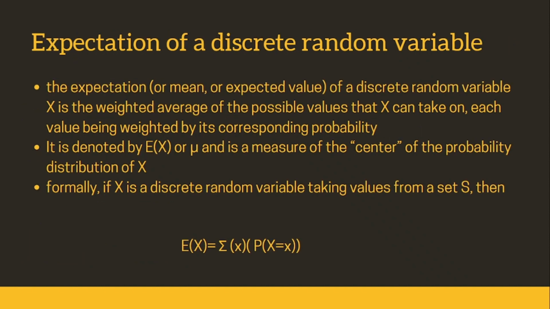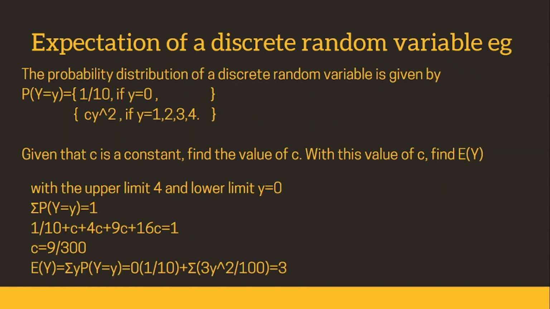Then now we are going on to expectation. The expectation, or mean or expected value, of a discrete random variable X is the weighted average of the possible values X can take on, each value being weighted by its corresponding probability. Basically, this means that if you have a larger probability, then the value it takes will have a greater significance in the calculations. It is denoted by E(X) or mu, and it's a measure of the center of the probability distribution of X. Formally, if X is a discrete random variable taking values from a set, then the expectation of X is basically the summation of x times the probability of itself. When you do all that, you can get the expectation.